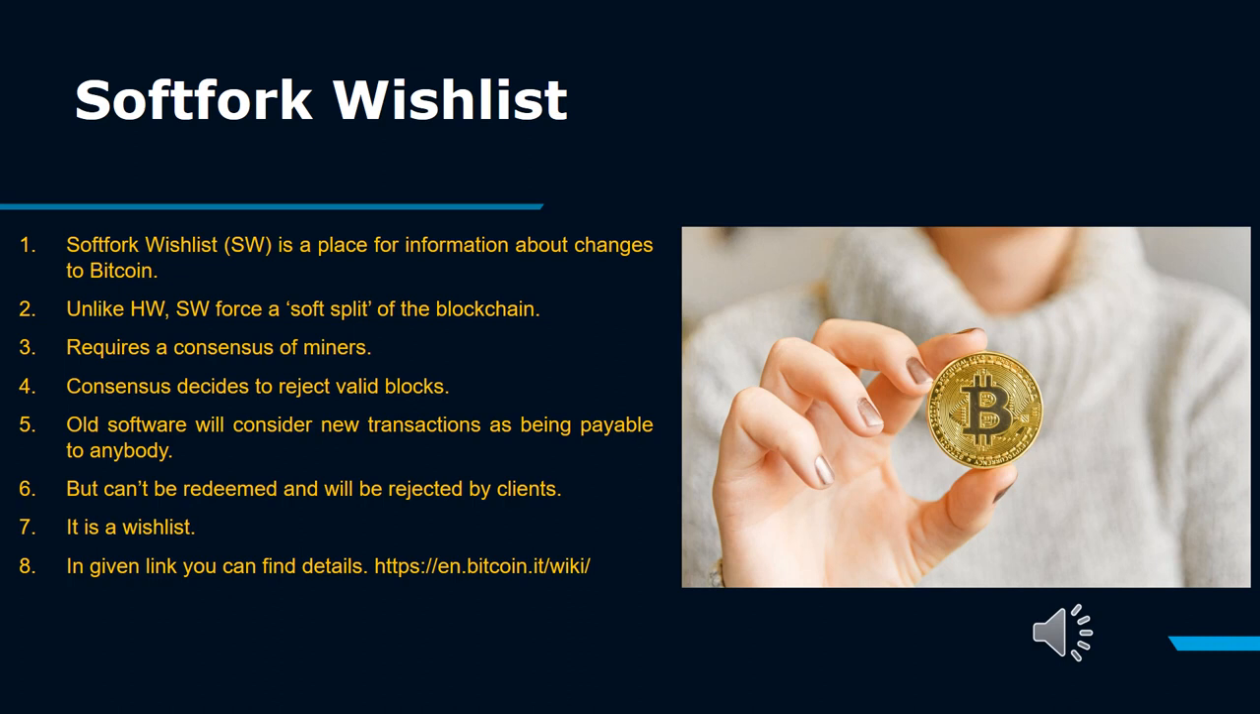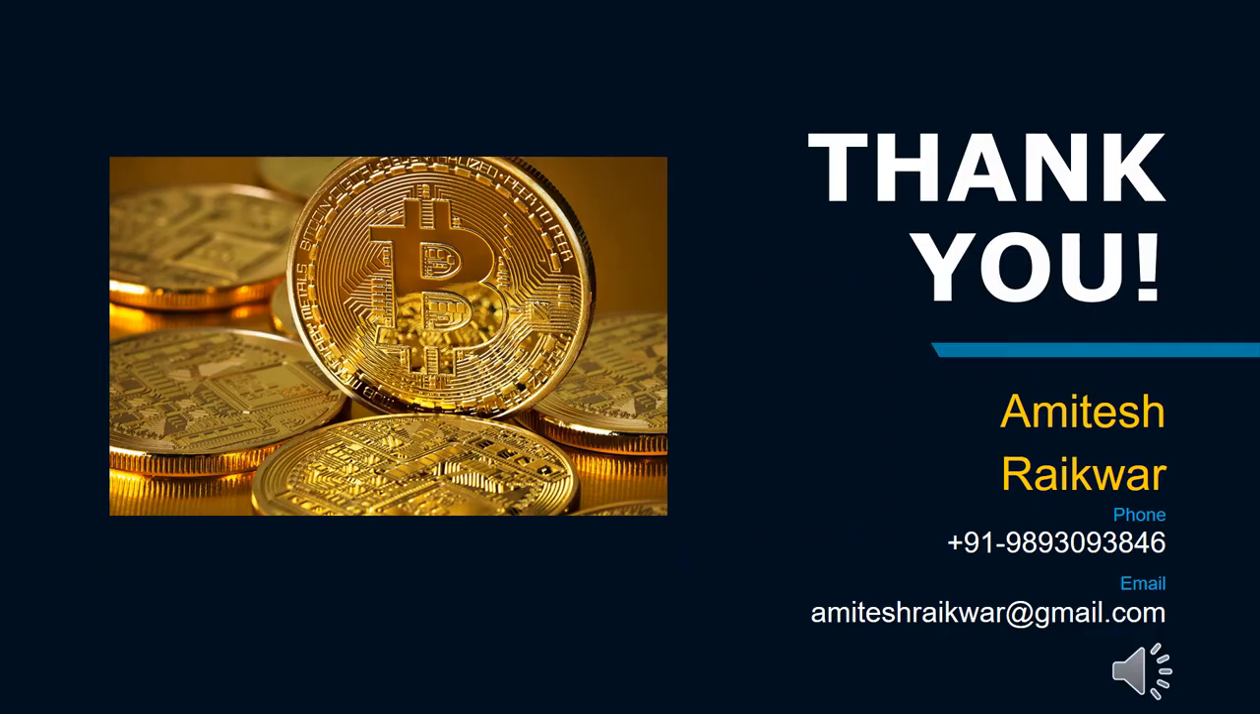Soft fork wish list, SW, is a place for information about changes to Bitcoin. Unlike HW, SW force a soft split of the blockchain. Requires a consensus of miners. Consensus decides to reject valid blocks. Old software will consider new transactions as being payable to anybody. But can't be redeemed and will be rejected by clients. It is a wish list. In given link you can find details. https://n.bitcoin.it/wiki/.